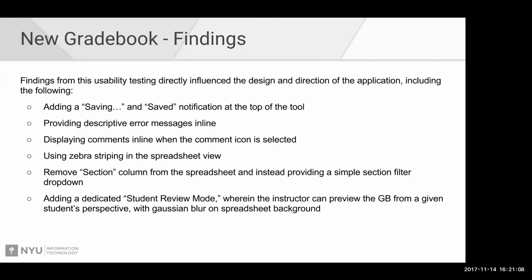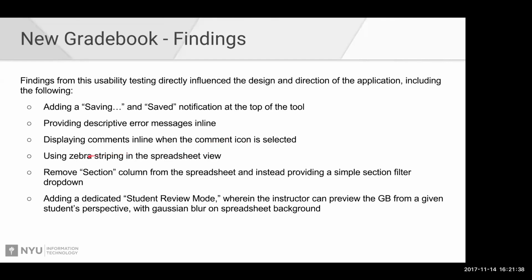You also get nice little green indicators in cell when content's been saved. We have descriptive error messages in line now. So when you do throw an error by entering an invalid score, for example, you'll get information letting you know exactly what happened. We got great feedback about displaying comments in line. So rather than having to open a Lightbox window to view comments, you can just click on the comment icon, the little bubble that appears in cell, to be able to view the comments that you've entered.